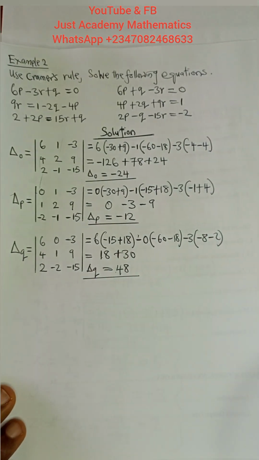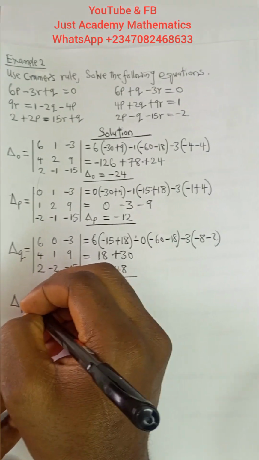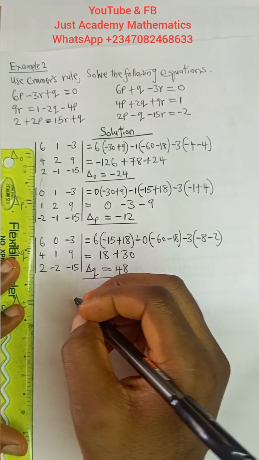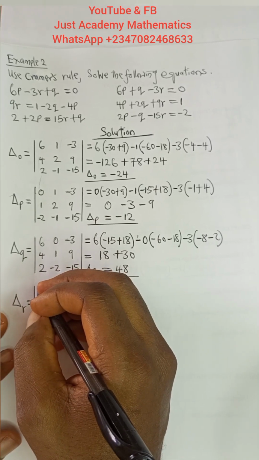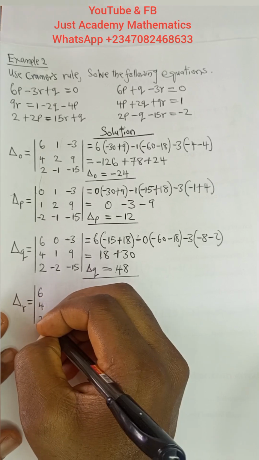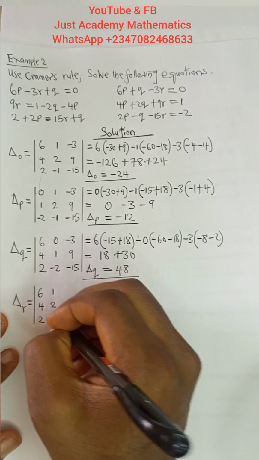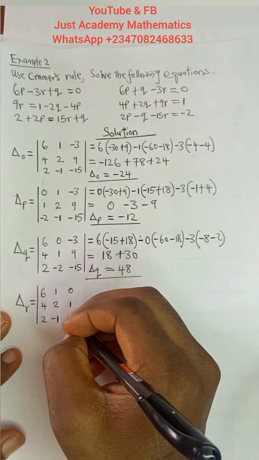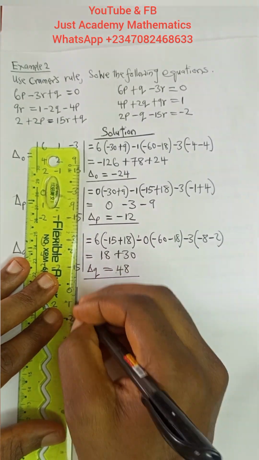Now, let's get change in R. For change in R, we retain the others and swap the column of R with the constants. So we retain the coefficients of P, which are 6, 4, 2. We retain Q, which is 1, 2, minus 1. But we replace R with what? 0, 1, minus 2. Okay, interesting, is it not?